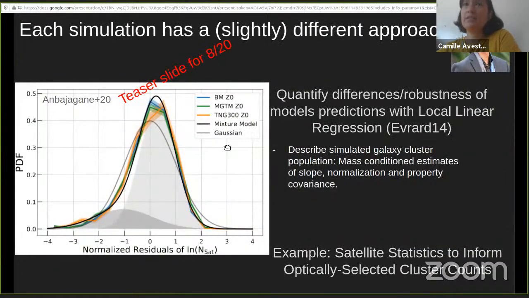So as another teaser, I'm a simulator, so I'm going to harp a little bit more on the simulations. Each simulation does have a slightly different approach, even if they all say, oh, we include cooling, star formation, and AGN. The numerical scheme is different, whether they're using smoothed particle hydrodynamics, some adaptive refinement, or in the case of Arepo, this moving mesh grid approach, which semi-combines both to try to get the best of both worlds.